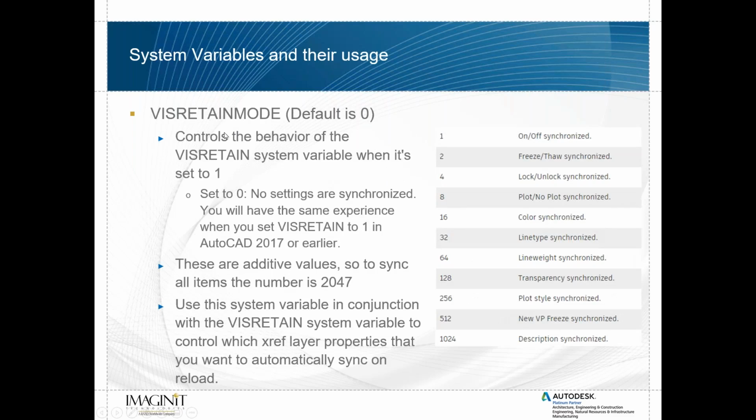So VisRetain Mode, this is the other piece that works with VisRetain. The default is 0. It controls behavior when the VisRetain system variable is set to 1. When it's set to 0, no settings are synchronized. You will have the same experience as if you had set VisRetain to 1 in 2017 and earlier. These are additive values. So if I set VisRetain Mode to 3, on or off and freeze and thaw are synchronized. If I set it to 5, on or off and lock or unlock are synchronized. If I set it to 10, freeze and thaw and plot no plot are synchronized.